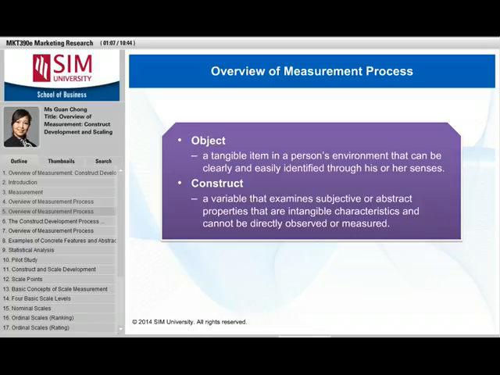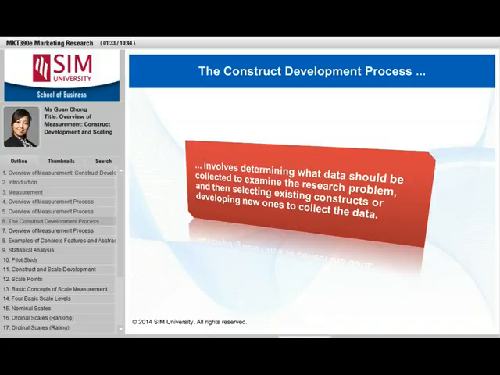An object is defined as a tangible item in a person's environment that can be clearly and easily identified through his or her senses. A construct is a variable that examines subjective or abstract properties that are intangible, and the characteristics cannot be directly observed or measured. The construct development process involves determining what data should be collected to examine the research problem, and then selecting existing constructs or developing new ones to collect the data.